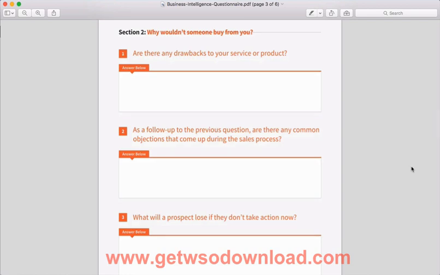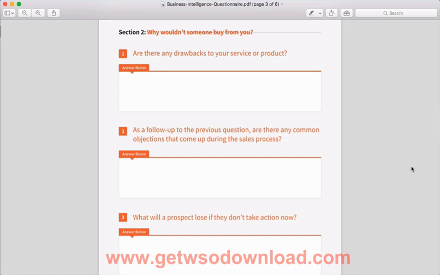Section 2, why would someone not buy from you? Number 1, are there any drawbacks to your service or product? This could be something like adverse effects if you're selling something like a supplement, right? Maybe a specific group of people cannot use it. Maybe people who use it find that they suddenly are more sleepy or that they have too much energy, so don't take it before bed.